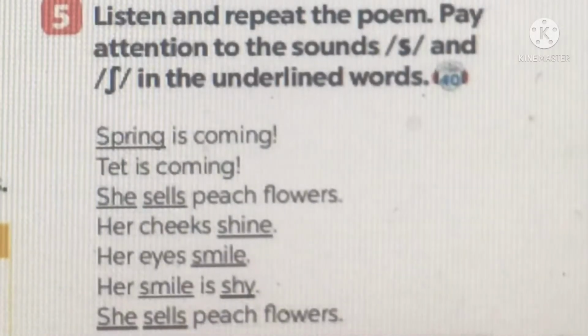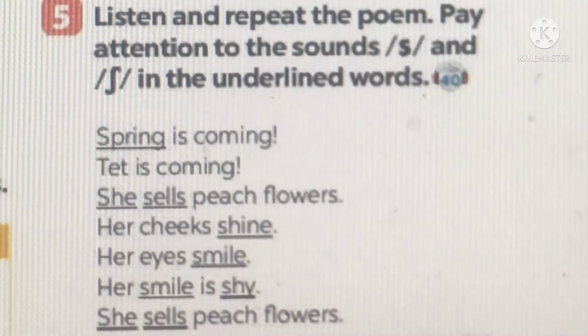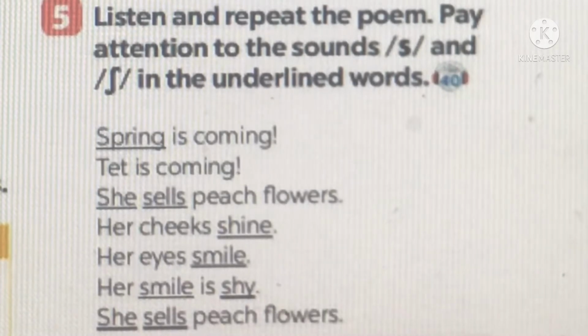Our Tet holiday. Page 60. A closer look. 1. Pronunciation. Th and sh. Activity 5. Listen and repeat the poem. Pay attention to the sounds s and sh in the underlined words.